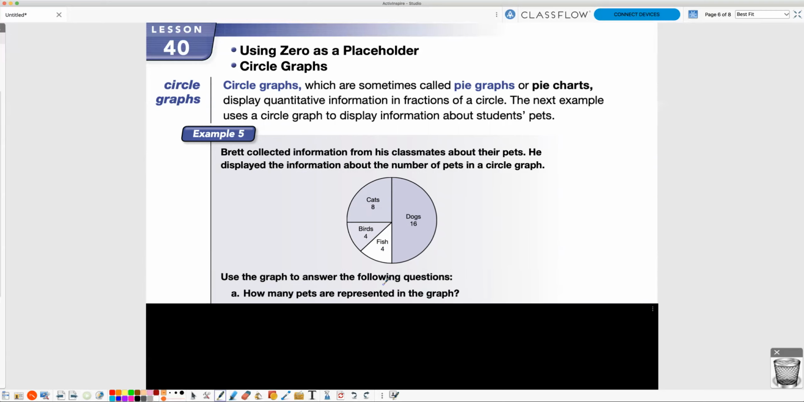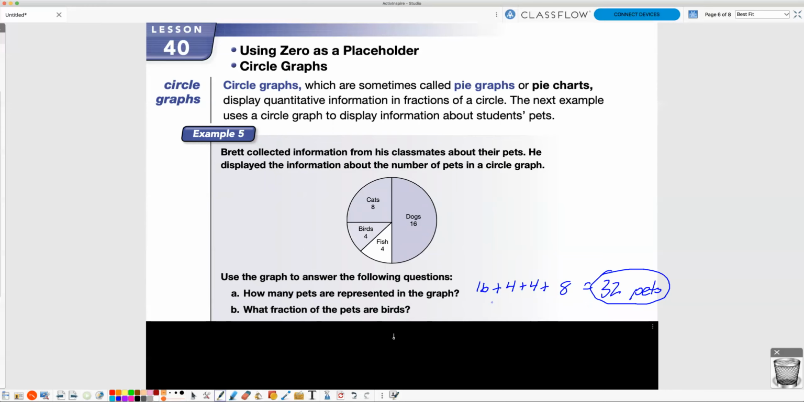Question number 1, use the graph to answer the following questions. How many pets are represented in the graph? If you've got 16 dogs plus 4 fish plus 4 birds plus 8 cats, the total number of pets would be 32, and the answer would be 32 pets.